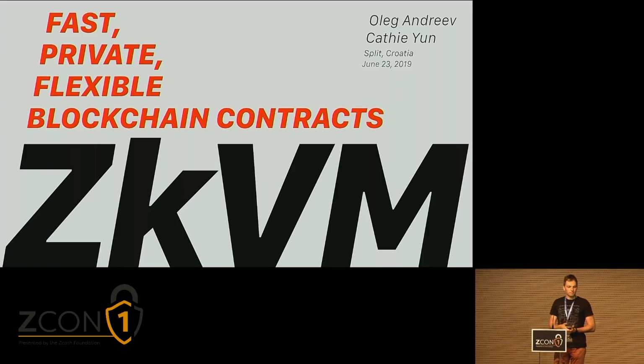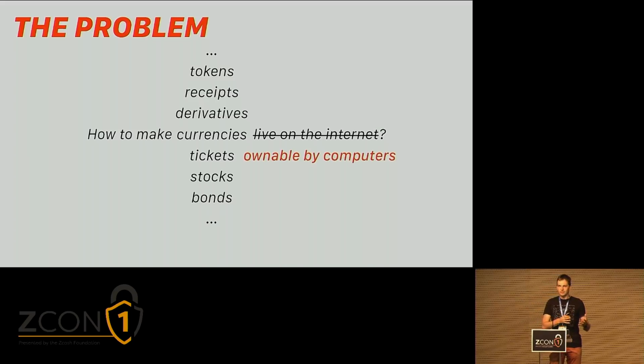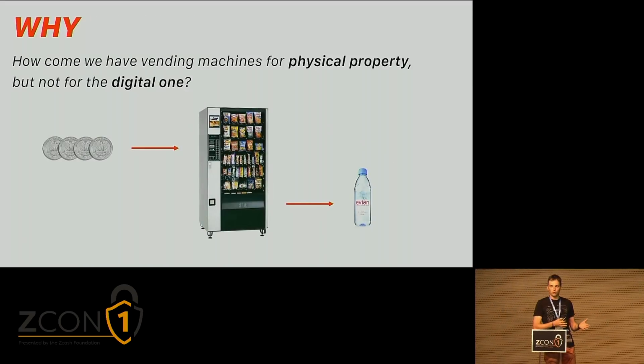Now let's start with the problem so you understand the motivation for this whole design. How do we make financial or non-financial assets live on the internet? More specifically, how do we make these things ownable by computers? This sounds a little bit strange, but this has existed for over 100 years with vending machines. A vending machine owns property in the physical world, and it's tied neither to the issuer of money nor to the creator of the products. So it's a fully decentralized system. How can we have this for physical property but not for the digital one?